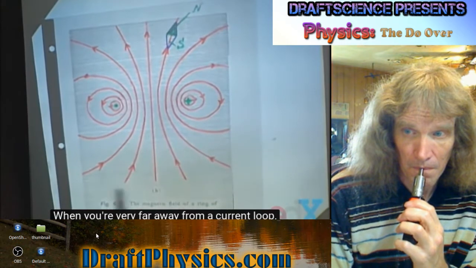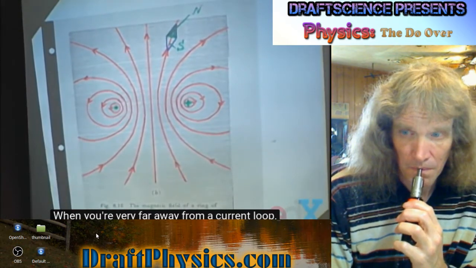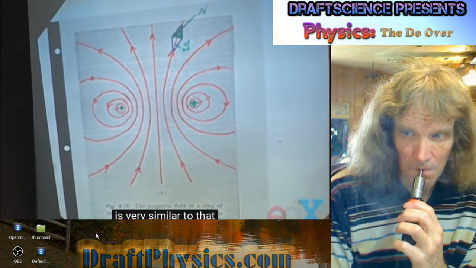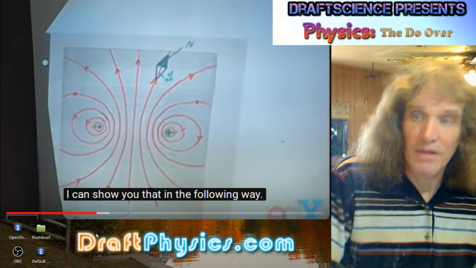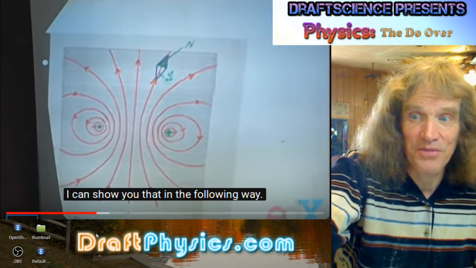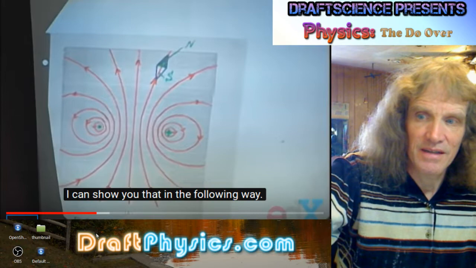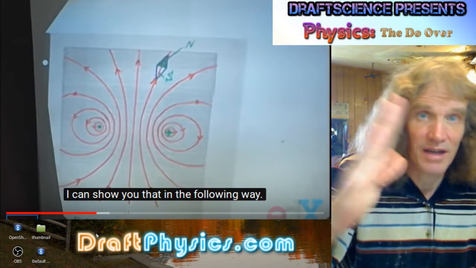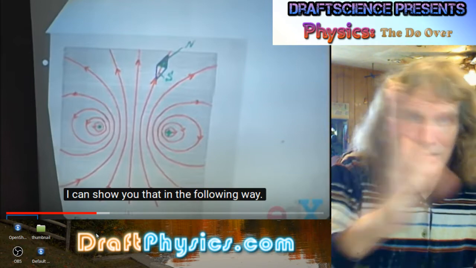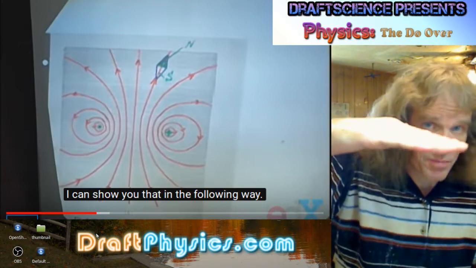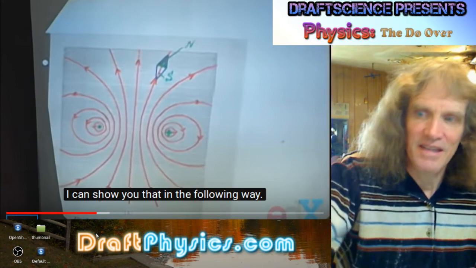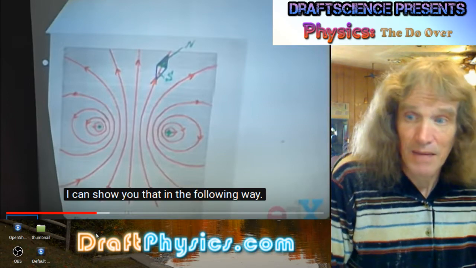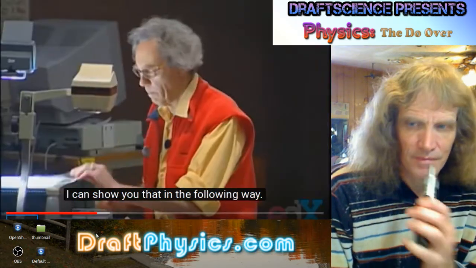When you're very far away from a current loop, the magnetic field configuration is very similar to that of an electric dipole. See, this is the joke. He's got a dipole sitting there, essentially, and he's not recognizing it's a dipole. A compass needle's lining up on it. Compass needles line up on dipoles, primarily. If you have a monopole, it just points right at it. So clearly, it's already a dipole. Of course, it would be seen as a dipole. It's a dipole. I can show you that in the following way.